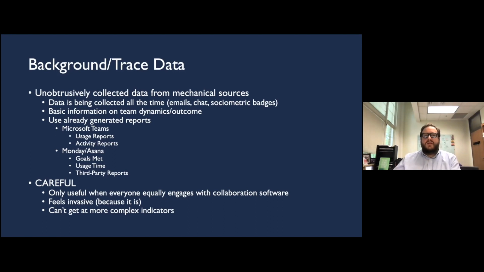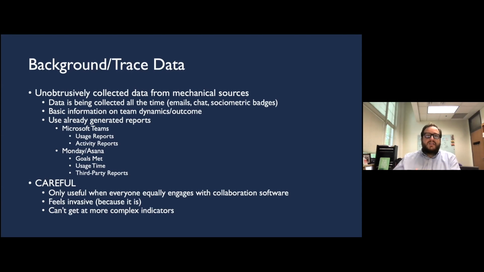These background trace data can provide you very basic information about team dynamics and outcomes. And my recommendation to you, if you want to use these, is use the generated reports that these communication softwares already deliver. So Microsoft Teams has usage reports and activity reports based upon folks' interaction with the interface. Monday and Asana also have things like goals met, usage time. I think Asana has a lot of third-party reports that can aggregate different inputs to create some sort of metric.